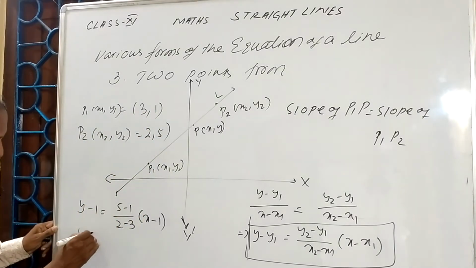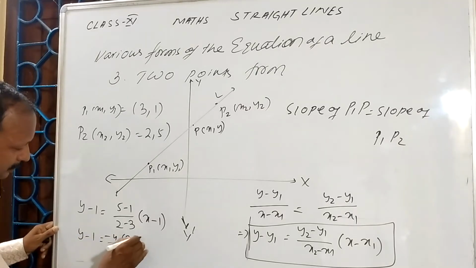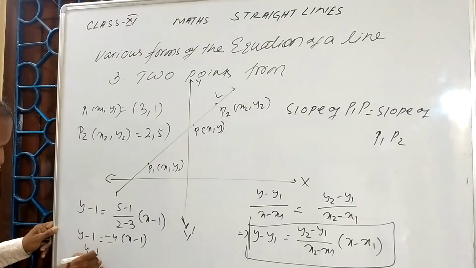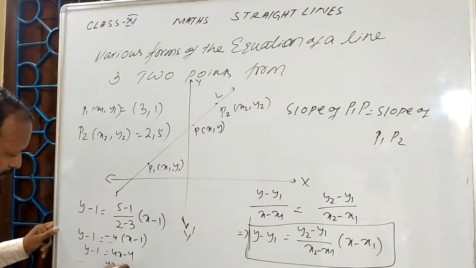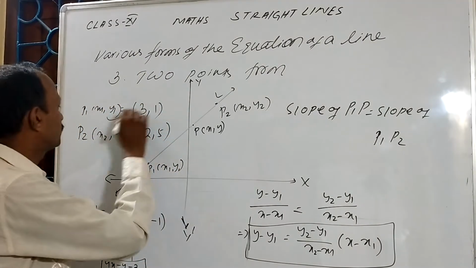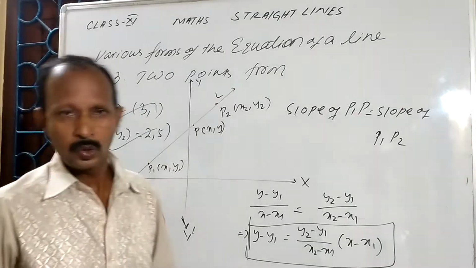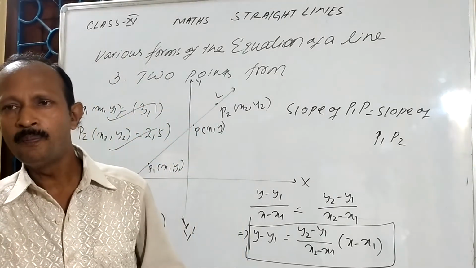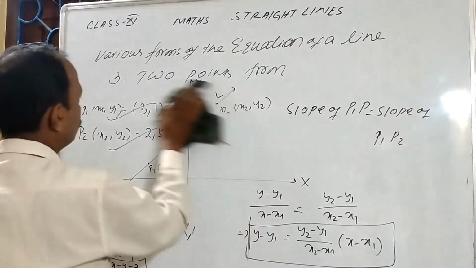So I can write y minus 1 is equal to 4 by minus 1, or I can write minus 4 into (x minus 3), or y minus 1 is equal to minus 4x plus 12, or 4x plus y is equal to 13. This is the equation of the line which passes through these 2 points P1 and P2. This is about the 2 points form. Next one.